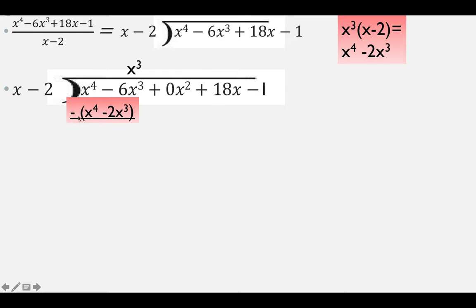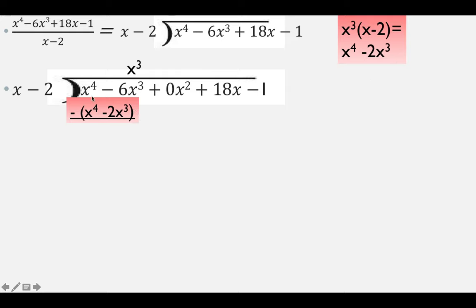Notice how I'm subtracting with parentheses. That's because I'm subtracting this whole term, not just subtracting x to the fourth. I'm also subtracting the 2x to the third. So you've got to put your parentheses because it's going to distribute. So super important. And again, these are going to be color coded so you can see what I'm doing.